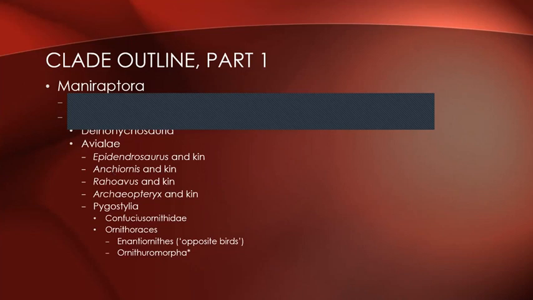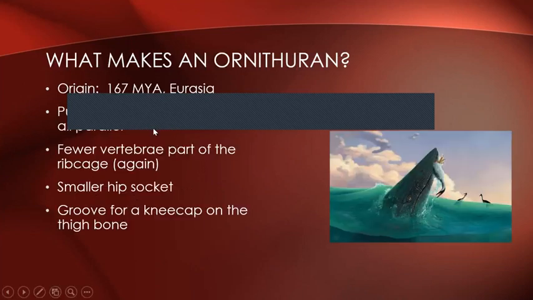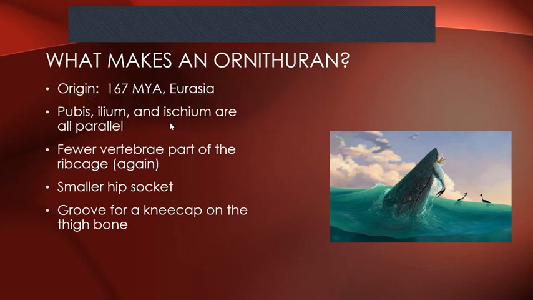All right, so ornithuromorpha. What makes an ornithuran bird? Let's see. They originate about 167 million years ago somewhere in Eurasia. Pubis, ilium, and ischium are all parallel to one another. This is all stuff that you heard last time. They have fewer vertebral parts of their rib cage, which makes their rib cage less flexible. The less movement in the rib cage during flight, the more of that energy is transferred from the muscles to the wings. So more efficient flying comes from having a stiffer rib cage. They have a smaller hip socket. They have a place for a kneecap.